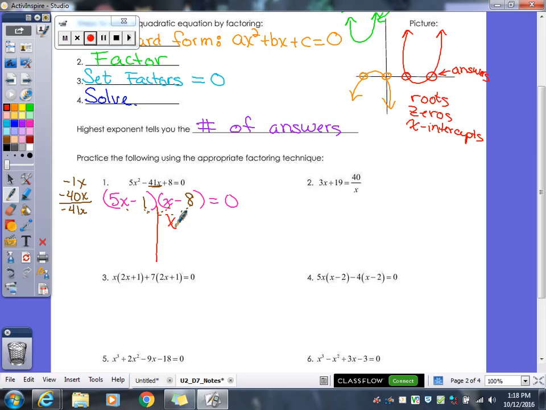So now we're going to set both of these equal to 0. Do we actually need to show that step? No, I'm just showing it to you to refresh your memory of what we do. Set those equal to 0. So with my x minus 8, I would add my 8 over. So x equals 8 is one of my answers. The other side, I would add my 1, divide by 5. So x equals 1/5 is our other answer. So 8 and 1/5. So if we were to graph it, we would cross the x-axis at 8 and at 1/5.